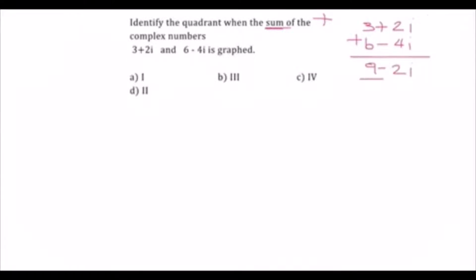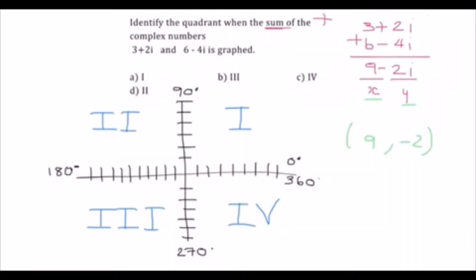9 will be our x and minus 2i will be our y. So now we need to graph it. Using the sum of the complex numbers, which is 9 and minus 2, being 9 as our x and minus 2 as our y, we are going to plot it on the graph.